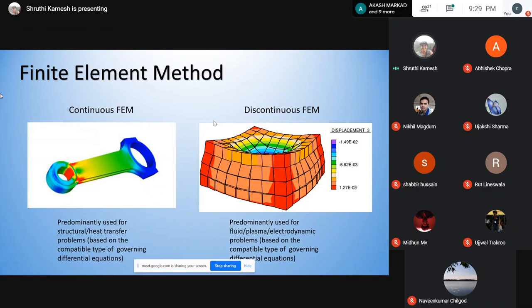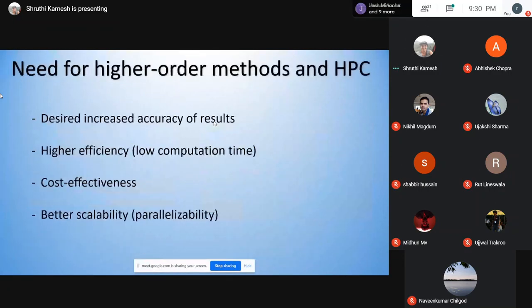Discontinuous FEM is increasingly being used for fluid, plasma, and electrodynamic problems, which include flow of a non-solid substance in the physical realm. So that's what discontinuous does. I hope that was clear. So yeah, the need for higher order methods and HPC. HPC refers to high performance computing.